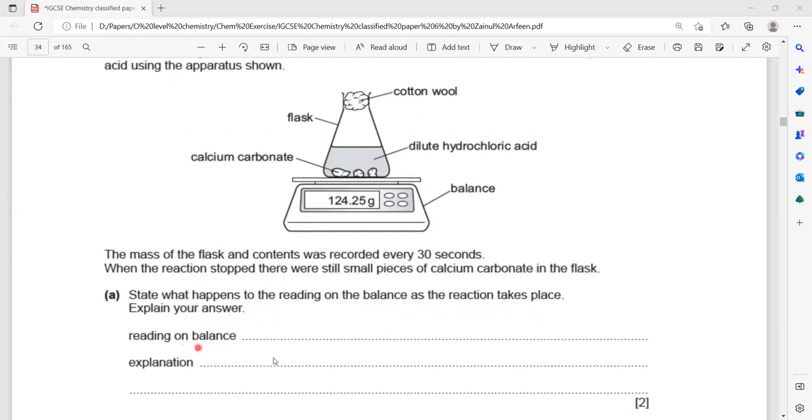Explain your answer. It will decrease, because the product carbon dioxide escapes. It can escape from the cotton wool. So it will decrease. And what is the reason for that? Because the gas escapes, or the gas is lost from the flask.